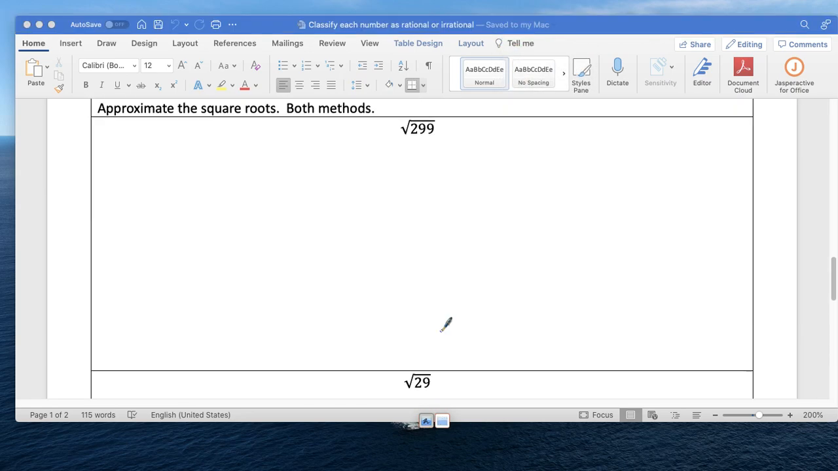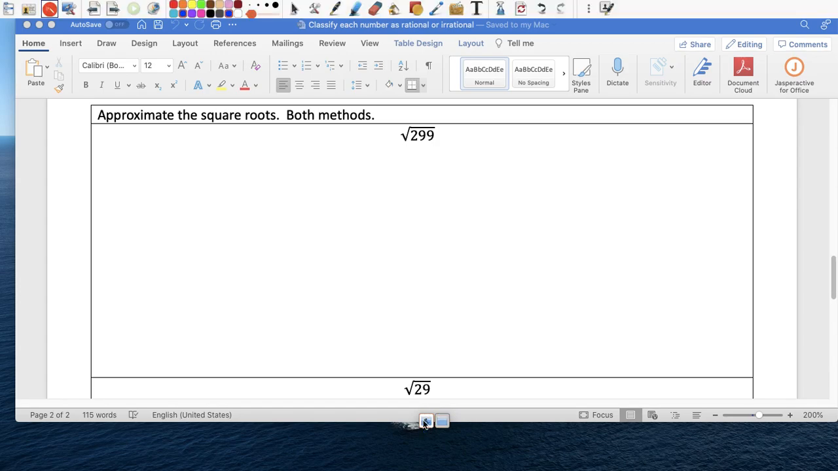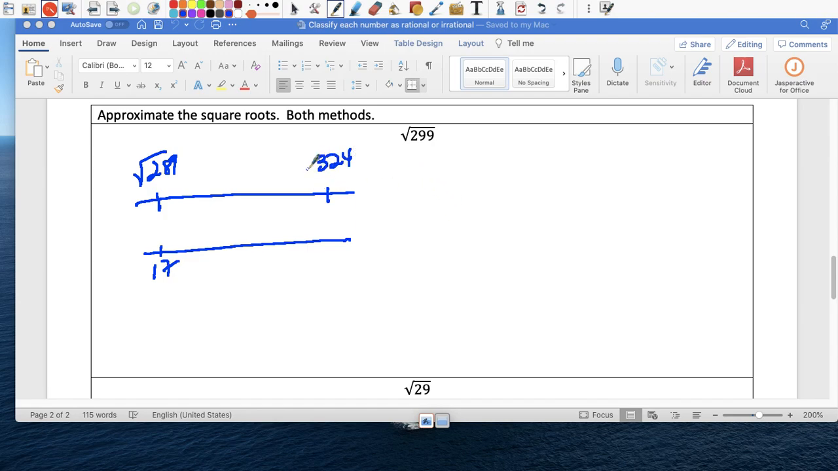Okay. On the next page, approximate the square root of 299. All right, so let's do the double number line first. The square root of 299 is between, let's see, 16 times 16 is 256, okay? 17 times 17 is 289, so definitely it's between 289, which is the same thing as 17, and then 18 times 18 is 324. So the square root of 299 is somewhere between those two numbers. The square root of 289 is just 17, the square root of 324 is 18.